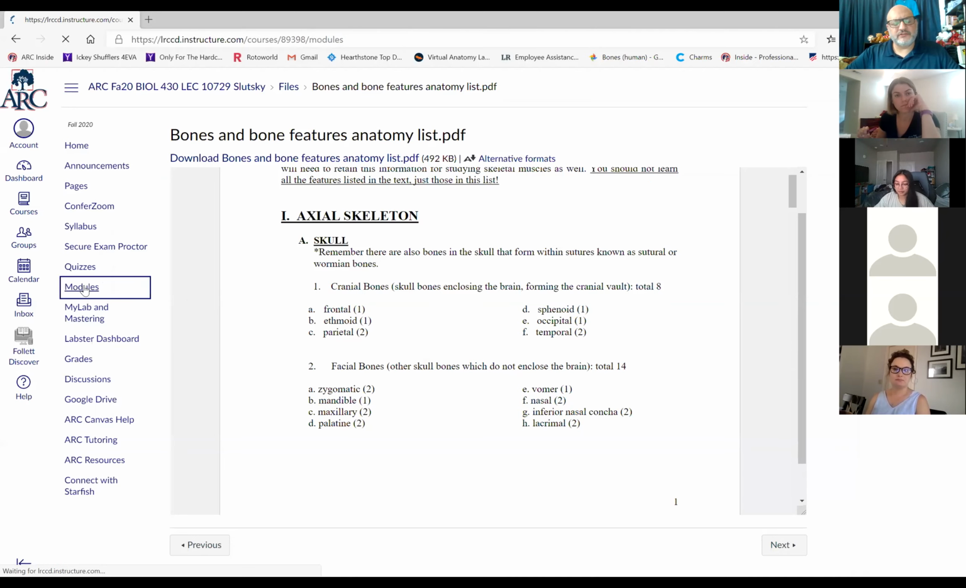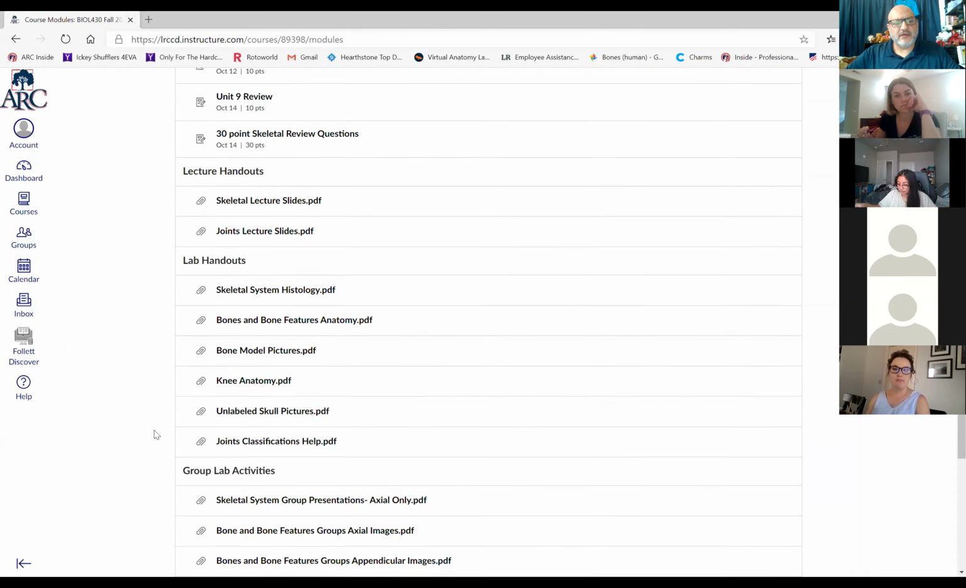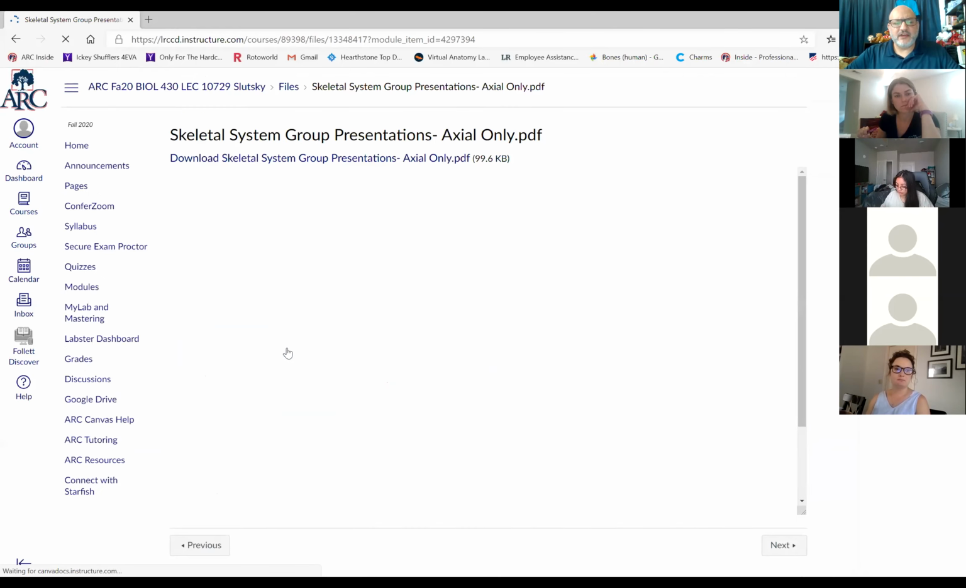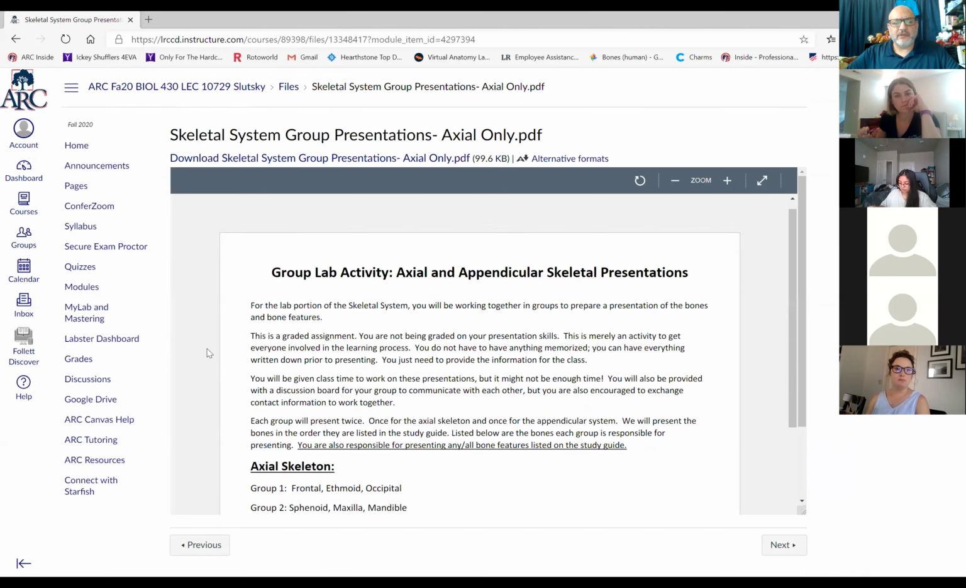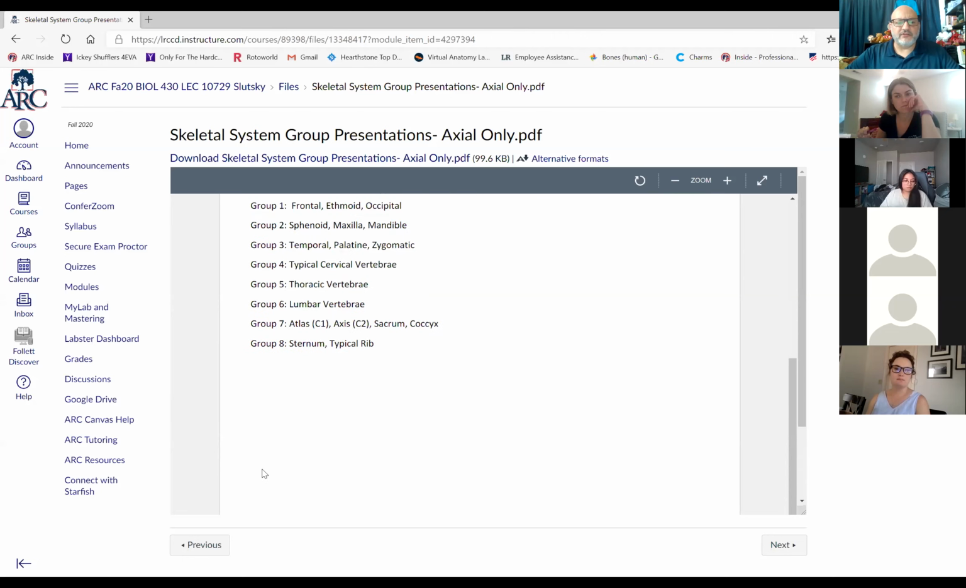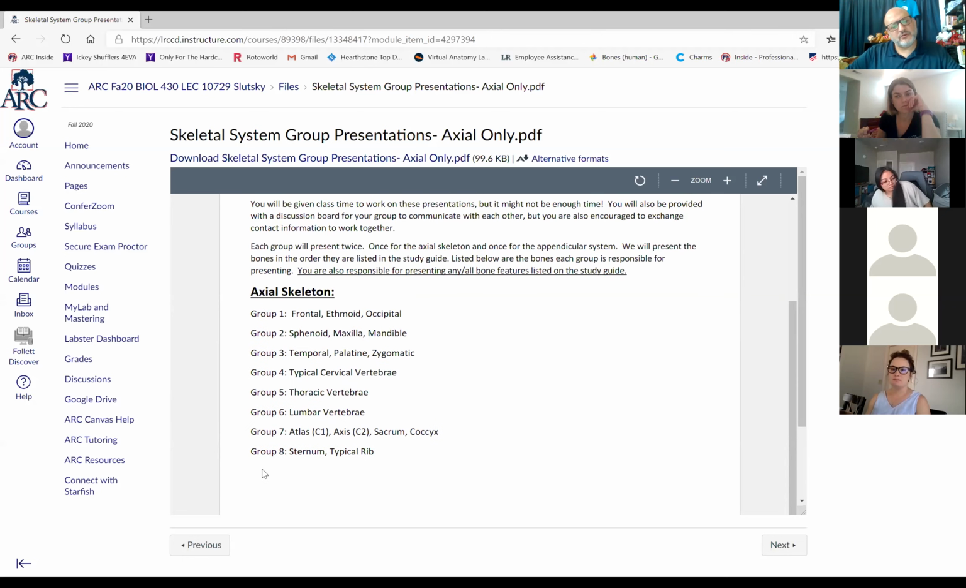So again, as we come back here to this page, go to our modules. Under the group lab activities, skeletal system group presentations, if you are in group 1, you are responsible for the frontal, ethmoid, and occipital bone, right? Group 2, sphenoid, maxilla, mandible, and so on and so forth from all the groups from group 1 to group 8. 8 groups? There should be 9 groups. Uh-oh.